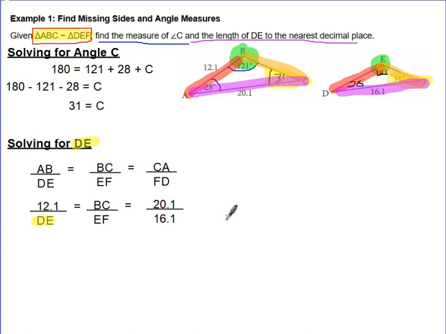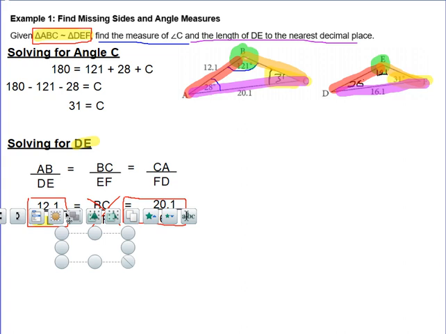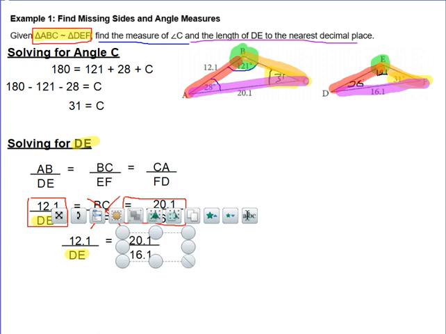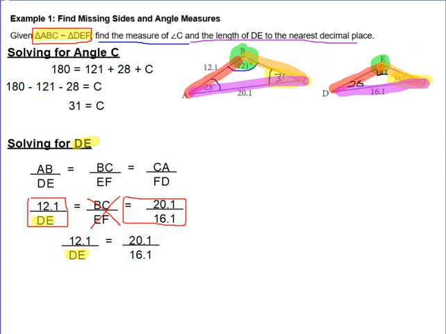Now, if we want to solve for DE, we're certainly going to need to grab this ratio here, and then we can't really use BC over EF because nothing's really there. But what we are going to use here is 20.1 over 16.1 because there's actually information there. So the BC over EF ratio doesn't really help us at all. So let's just grab these two here. We have 12.1 over DE, which we're solving for, and we're going to say that this is proportionate to 20.1 over 16.1.